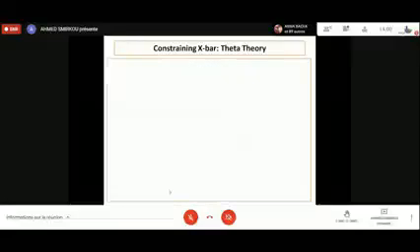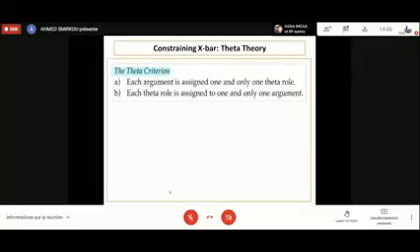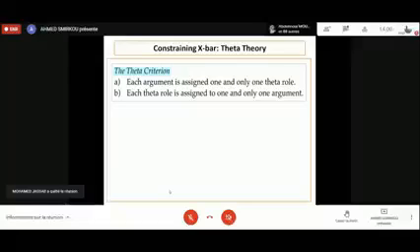The Theta Criterion contains 2 parts. It states that each argument is assigned 1 and only 1 theta role, and each theta role is assigned to 1 and only 1 argument.